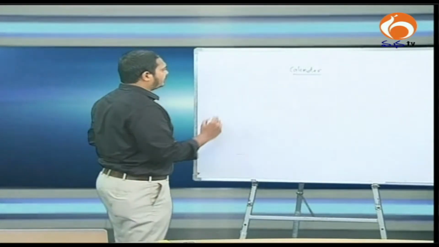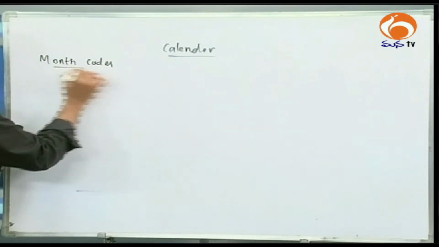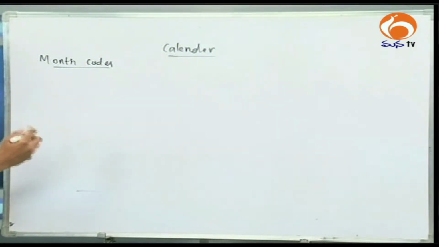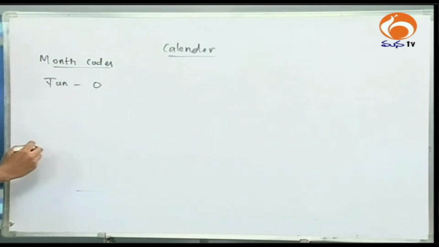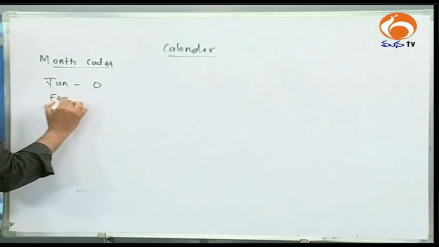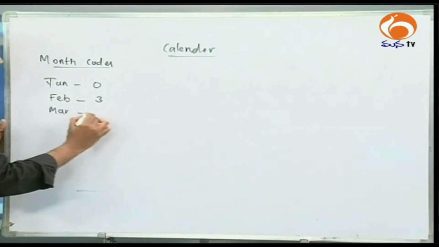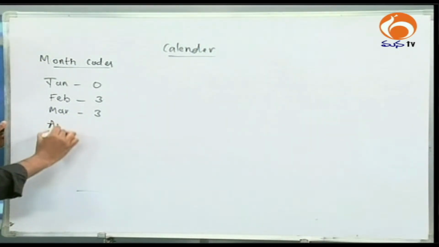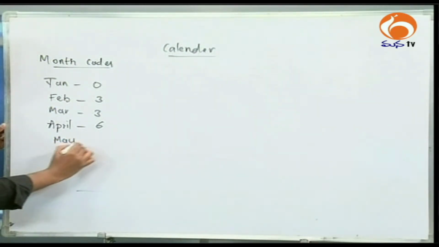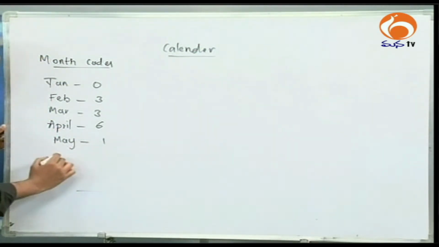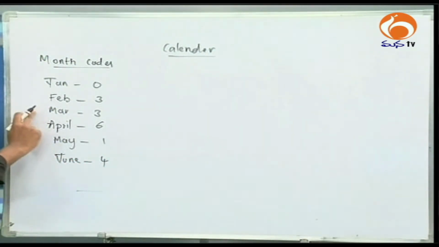All right, let's start with month codes. So let's write one by one. January, the code is 0. And February, the code is 3. Then March, the code is 3. And then April, the code is 6. And then May, code is 1. And then June, code is 4. So 0 3 3 6 1 4.